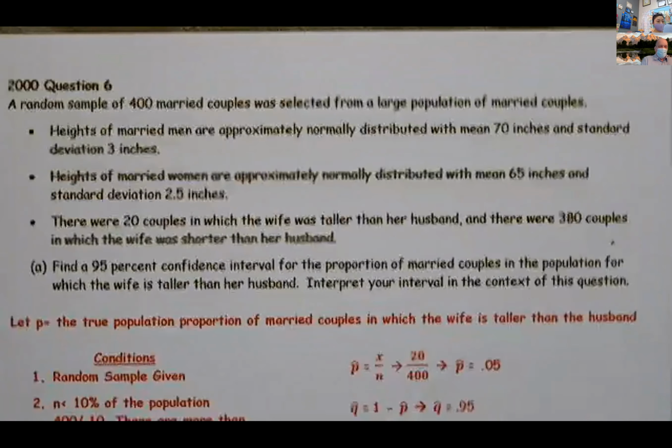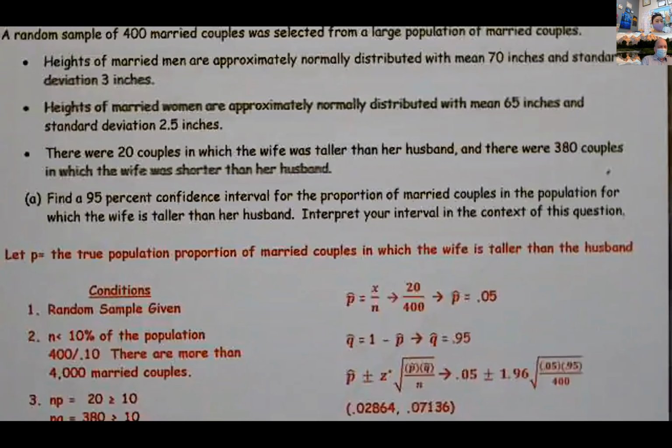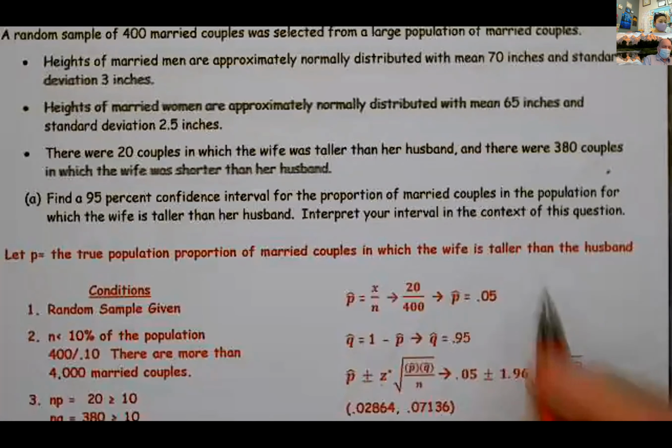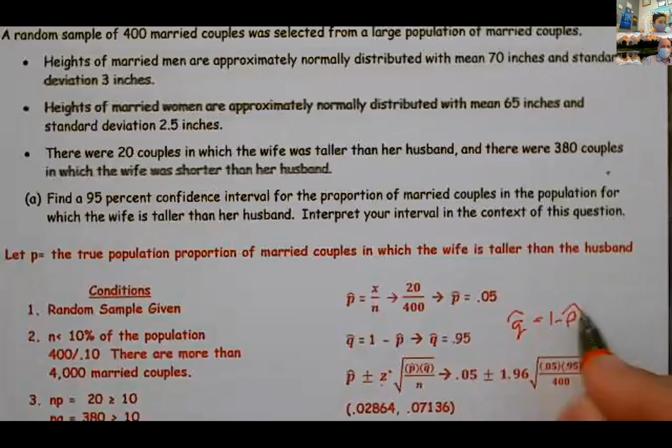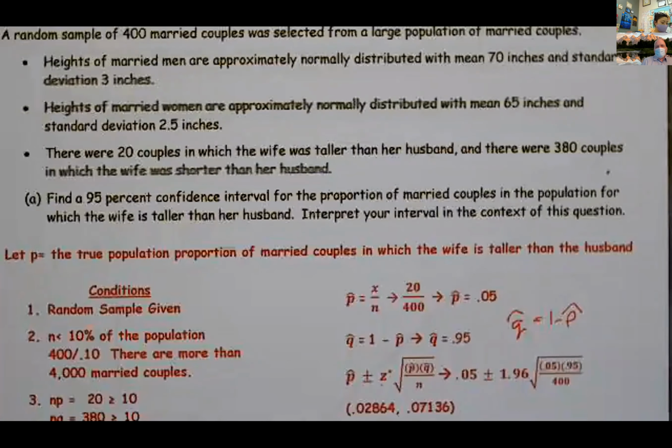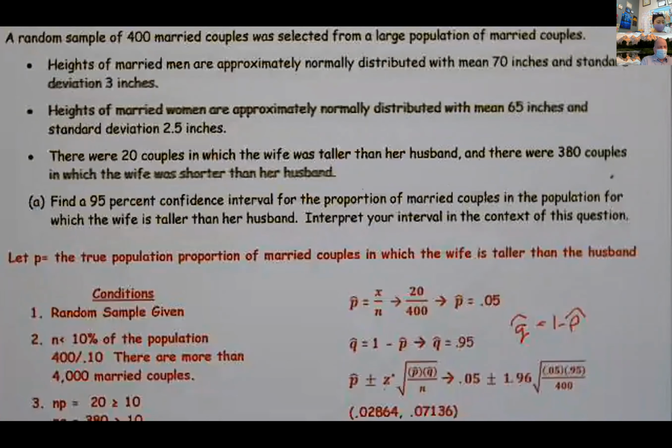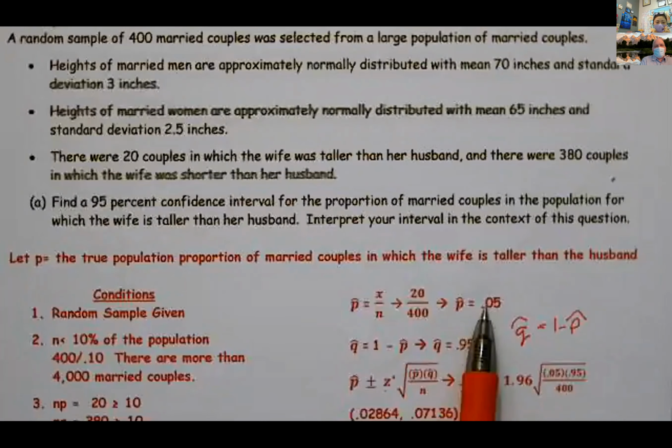And our formula for the confidence interval is going to be p-hat plus or minus z-star times the square root of p-hat q-hat over n, where n is our sample size, and q-hat is just 1 minus p-hat. Now we need to figure out what p-hat is. Well, p-hat is x over n. So that's the 20 times that the wife was taller than the men out of 400. So p-hat equals 0.05.